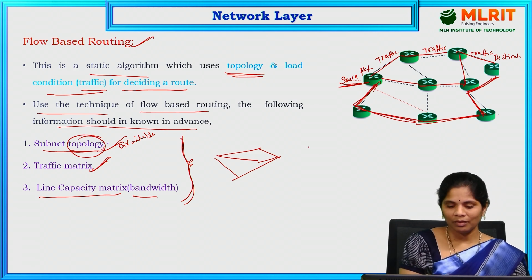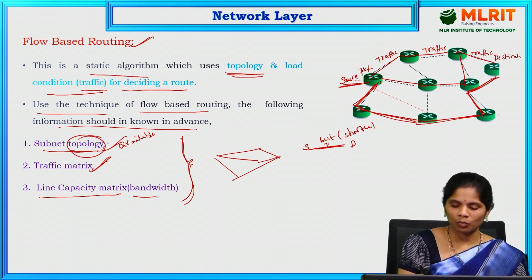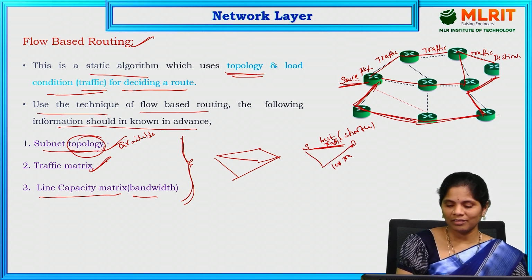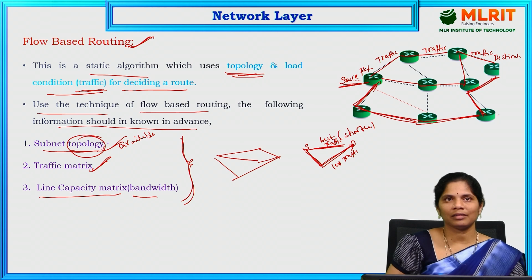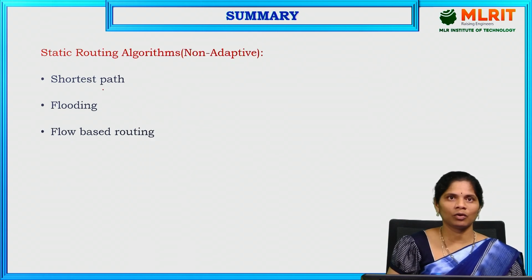Suppose sometimes from source to destination, this route is the best route, meaning it has the shorter distance. But here the traffic is more. At that time what do we have to do? We can go for another route. Here there is less traffic, but the distance is more. Sometimes we have to select this route. That is flow based routing. Based on the topology and traffic, we are selecting the best route. That is the flow based routing algorithm.